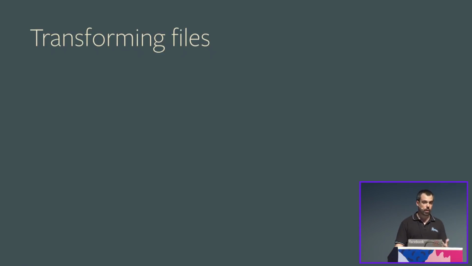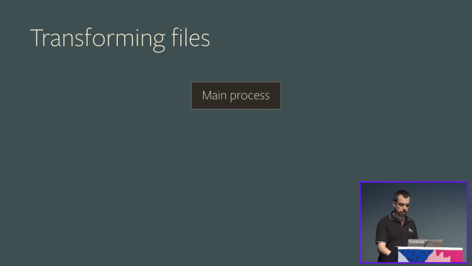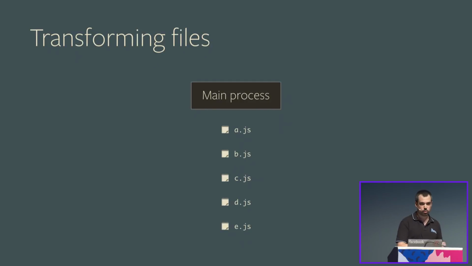Transpilation is a very expensive process, and it can take a lot of time. So most bundlers will have their main process, and they will execute the transpilation process one file after the other. You take A, transpile A, when you're finished, you take B, and so on and so forth. If you have, once again, a very large code base, this can actually take minutes to happen.